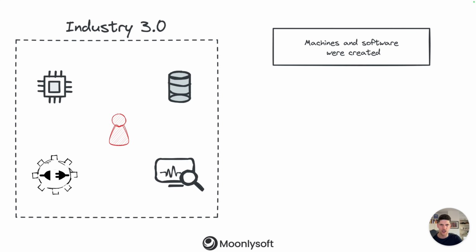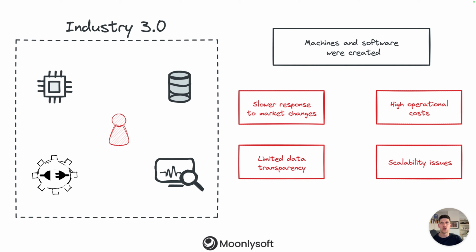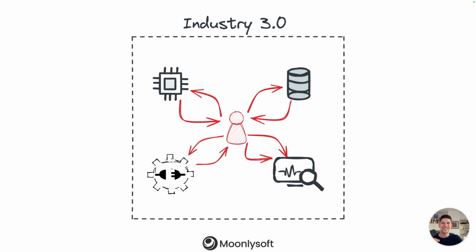What is Industry 3.0? As a broad definition, this is formed by machines and software. But there is a slower response to the market change, there are high operational costs, there is limited data transparency, and we have scalability issues. The reason for that is because this industry relies on humans, so it's human-centric. Even if we have technology and software, the human is the constraint, the human is the bottleneck. Think of it like an employee that needs to communicate with each software.